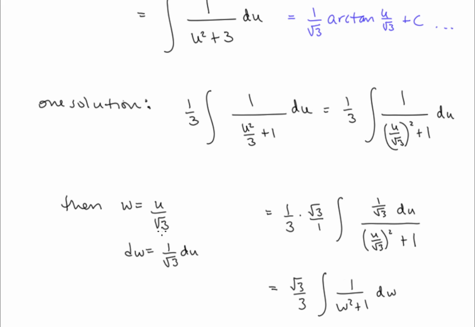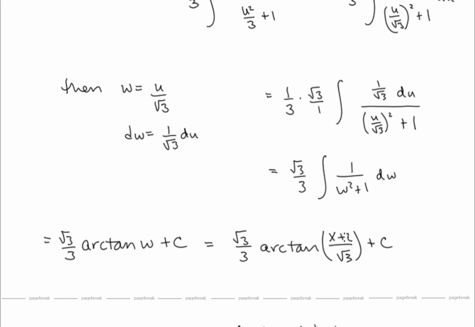So w equals u over radical 3, dw equals 1 over radical 3 du. So we need to put in a 1 over radical 3 here, which means we need to multiply by a radical 3 on the outside. And then we have an arctan integral. So now we have radical 3 over 3 arctan w plus a constant. Remember that w is u over radical 3, and u is equal to x plus 2. And subbing back in, we get radical 3 over 3 arctan of x plus 2 over radical 3, plus c. This is our final solution.